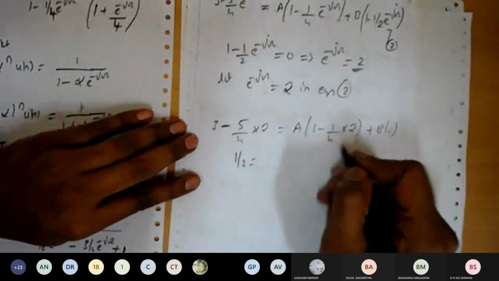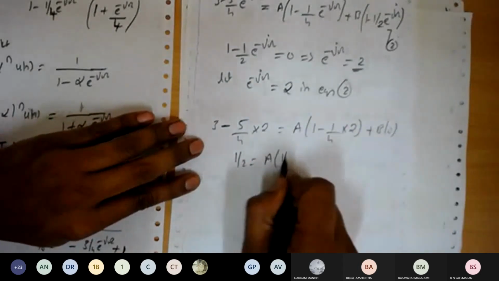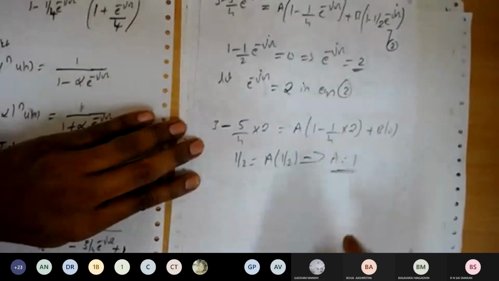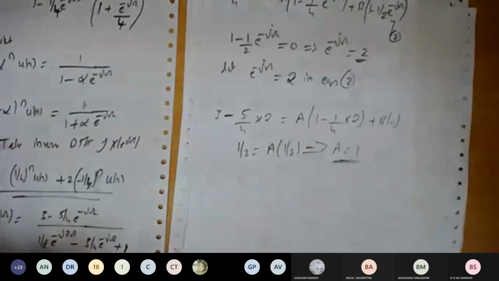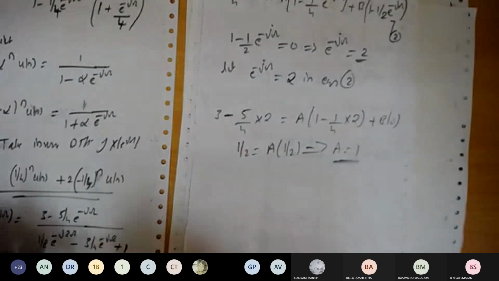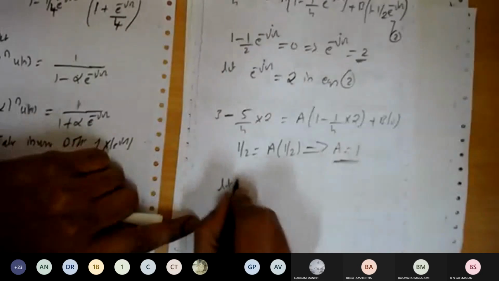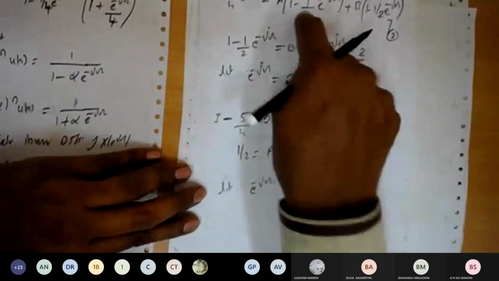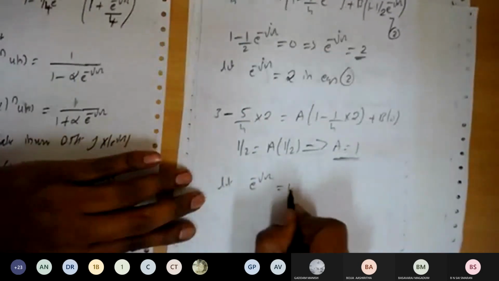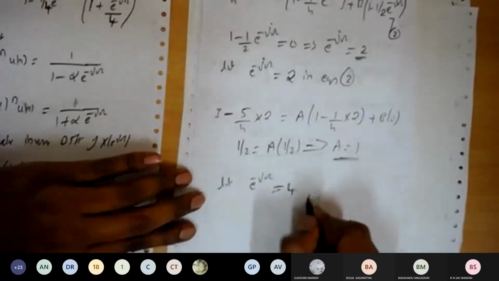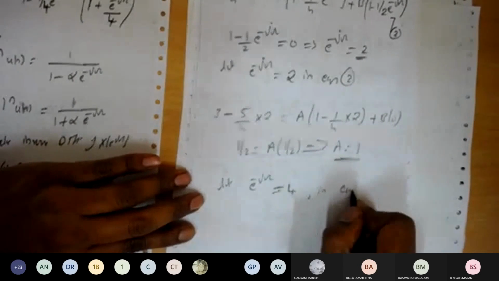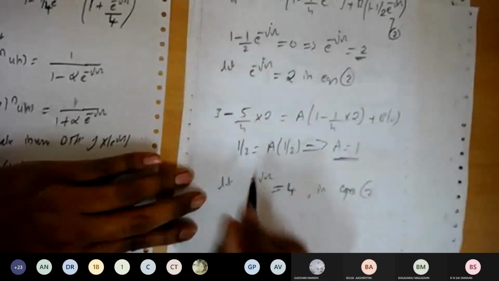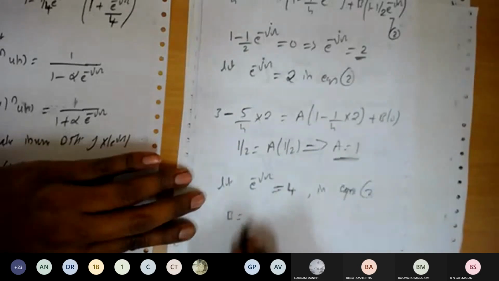And 1 minus 2 by 4 is 1 by 2, so it will become a into 1 by 2. This implies a is equal to 1. Similarly, in order to make the a term 0, we can substitute e to the power of minus j omega equal to 4 in equation 2 and find the value for b. So tell me the value for b.